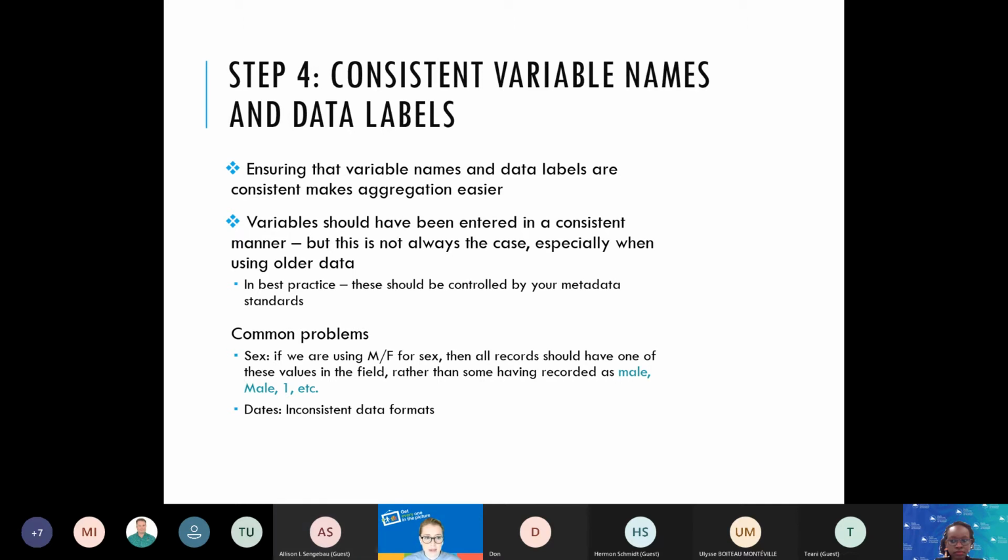Step 4 is making sure that your variable names and data labels are consistent, because it makes it much easier when you come back to aggregate your data later for producing vital statistics. For example, error may have occurred during data collection or data entry that led to a value being recorded incorrectly. And if this isn't corrected now, these records may be excluded from analysis later on. So using the example of date of birth, we need to make sure that date of birth is recorded in the same format for every record.